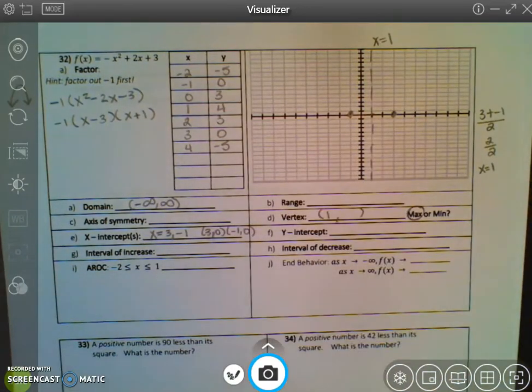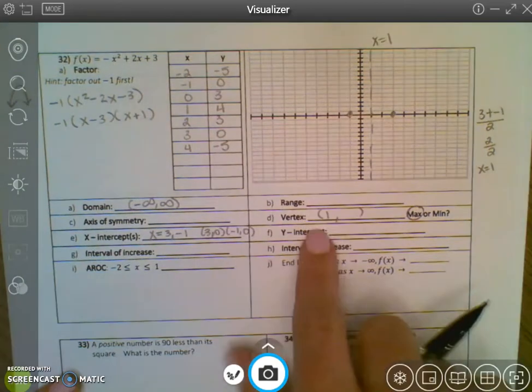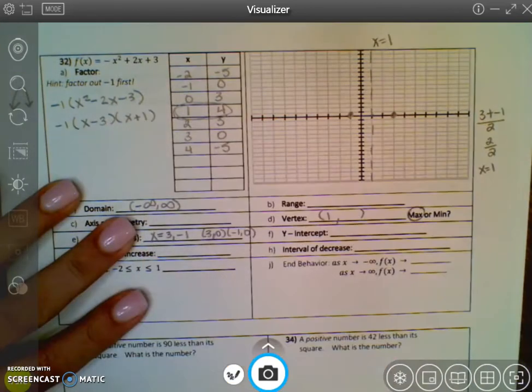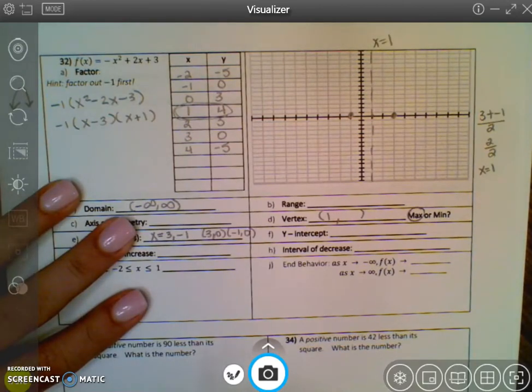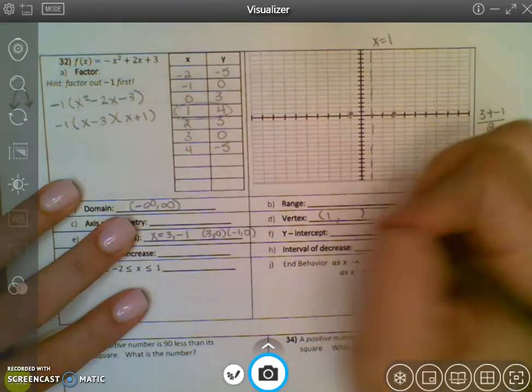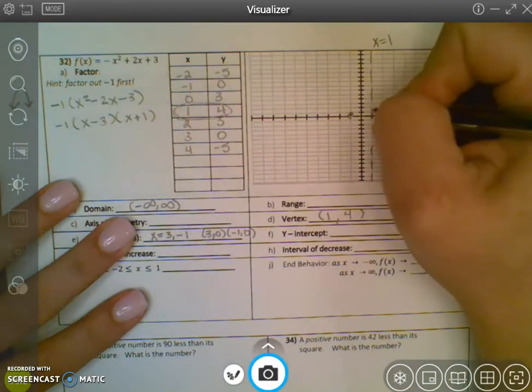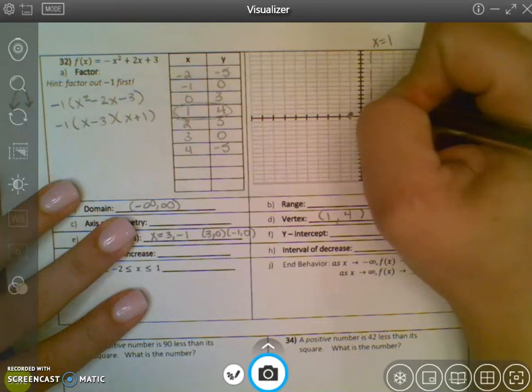All right, let's go ahead. We said we were finding the vertex, so 1. Remember, this right here is my vertex, and it's the middle of my table. Everything starts repeating. So 1 is 4. Let's label it. 1 is at 1, 2, 3, 4.